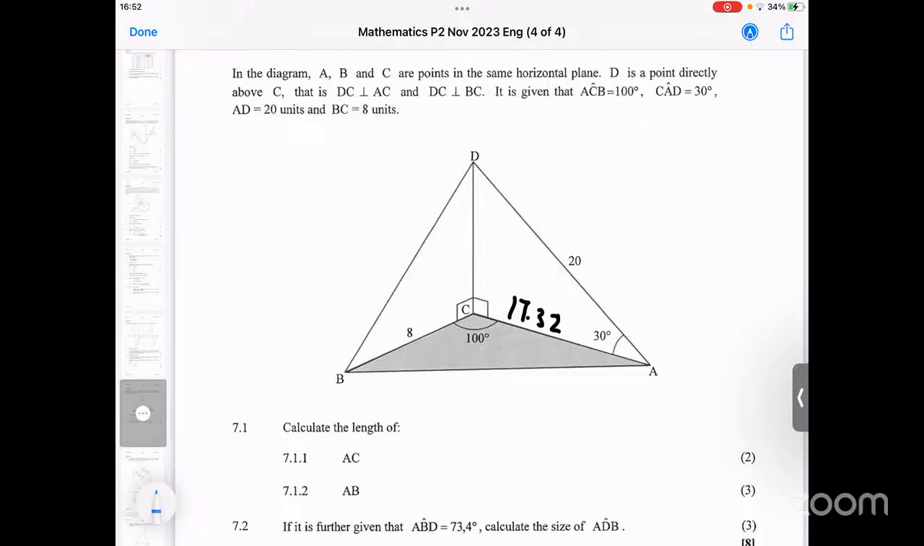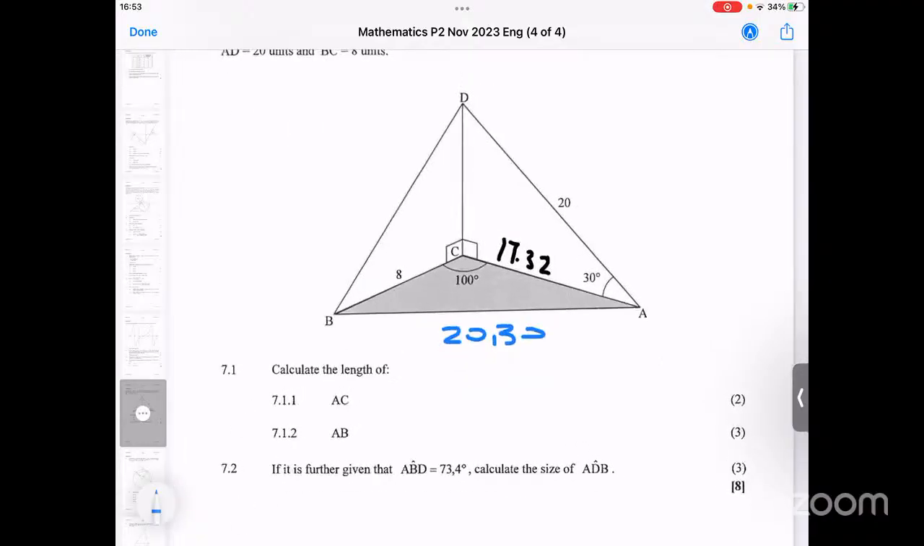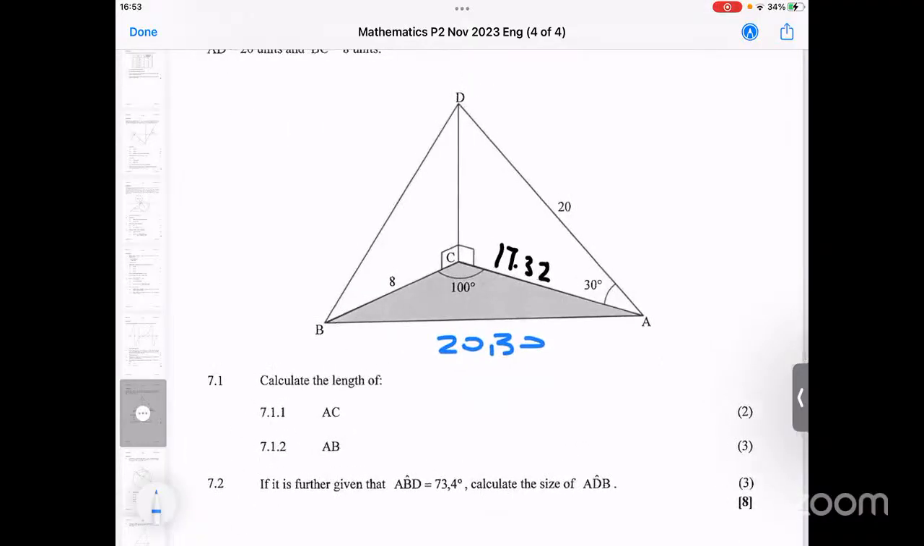Okay, let's see. For this one, I just took the cosine rule and substituted every angle in every line: 17 squared plus 8 squared minus 2 times 17 times 8 times cos of 100, then the square root of that. This should be correct: 20.30 units. Okay.